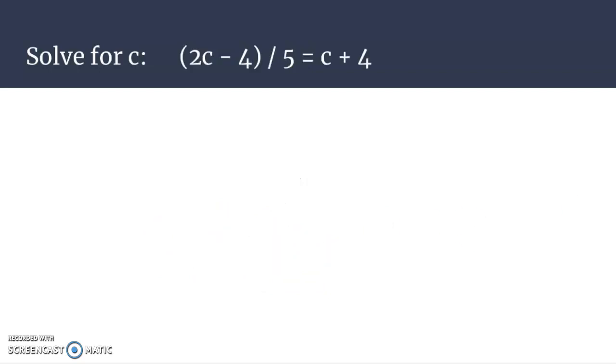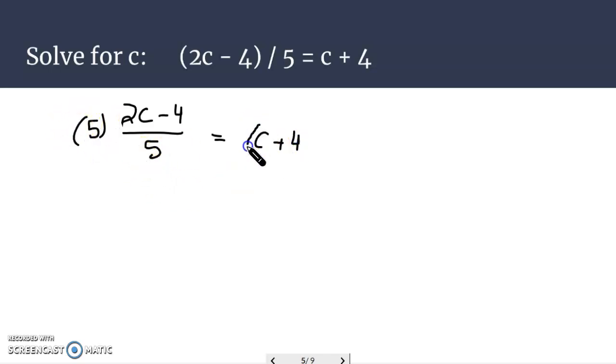Another one with variables on both sides. Let's write this as 2c minus 4, all over 5, is equal to c plus 4. All right, I'm going to get rid of this 5 first by multiplying both sides by it. Now, on the right side of the equation, I'll have to do the distributive property. Here the 5s cancel, leaving me with 2c minus 4. Then I need to distribute the 5 to the c and the 4 to get 5c plus 20.